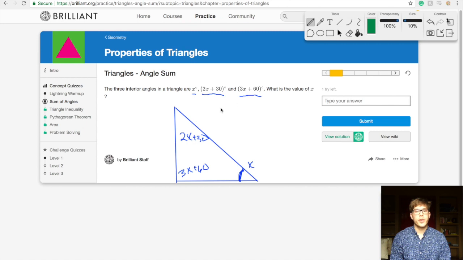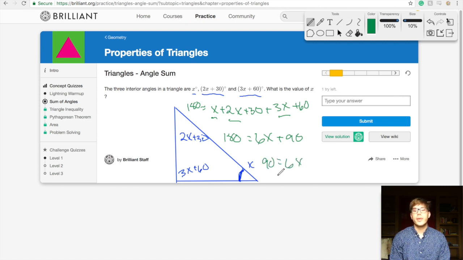So let's sum them all. We have x plus 2x plus 30 plus 3x plus 60, and this all equals 180. Let's combine like terms. We have x, 2x, and 3x, which can combine to make 6x, and we have 30 and 60, which can combine to make 90. So we have 180 equals 6x plus 90. We can subtract 90 from both sides, and we'll have 90 equals 6x.